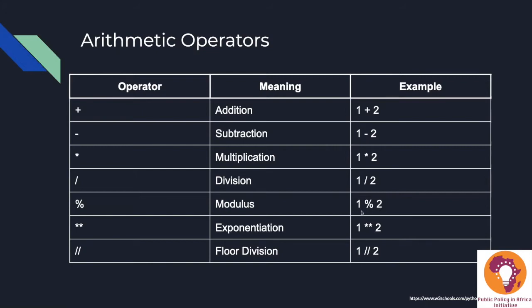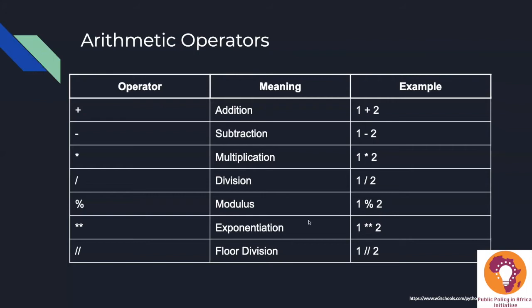So in this case, if I do 1 modulus 2, it's going to evaluate to 1, because 1 divided by 2 and then take the remainder is 1. So it's like taking division without evaluating it to the decimal places, essentially, and just taking what's left over at that point.